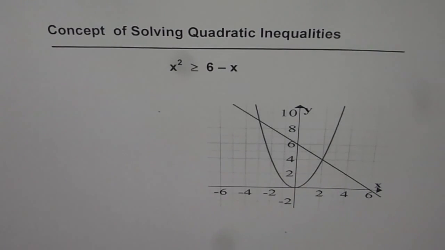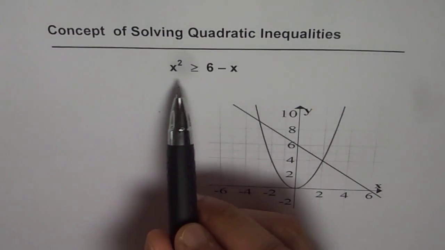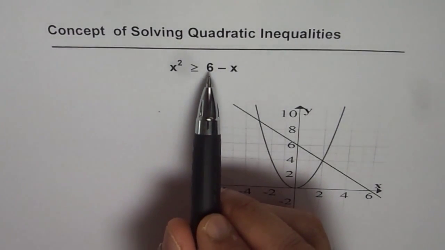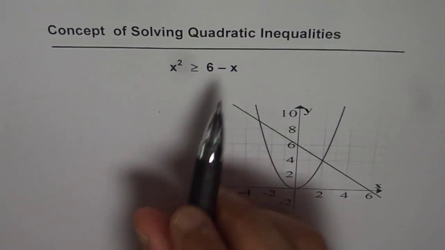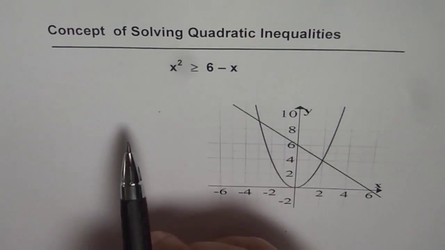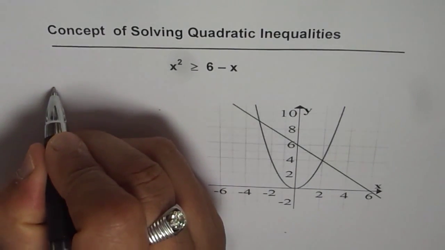Quadratic inequalities. I'm Anil Kumar, and in this video we are going to discuss some concepts which will help us to solve quadratic inequalities. So we have taken a very simple example here, which is x squared is greater than or equal to 6 minus x. The normal approach is to bring all the terms to the left side, so you get 0 on the right side. Let's do the normal approach and solve this inequality.